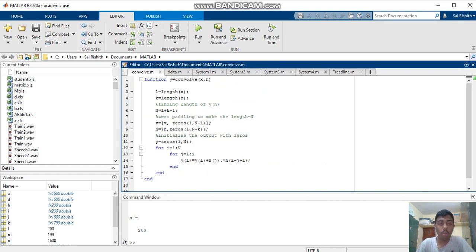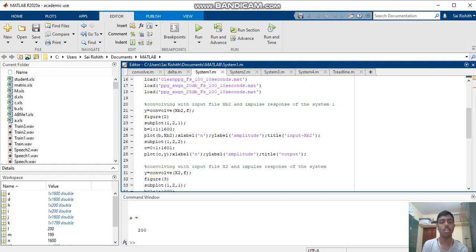Next I have written a convolving function where, as everyone knows, the length of the convolution is the length of the input signal plus the length of the impulse response minus 1. So you can see n equal to l plus k minus 1, and I'm padding both the input signal and the impulse response, as the lengths of both arrays should be the same to convolve. So this is my function. Here I have convolved, and now I'll run the program.